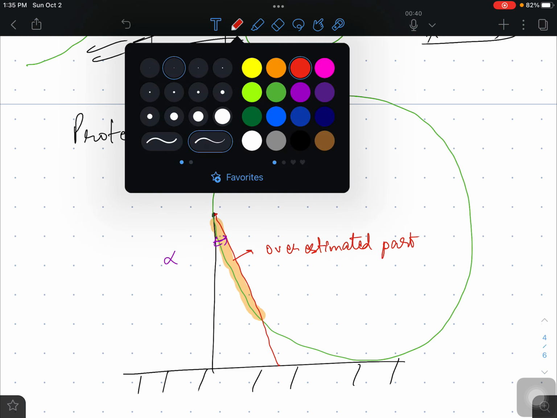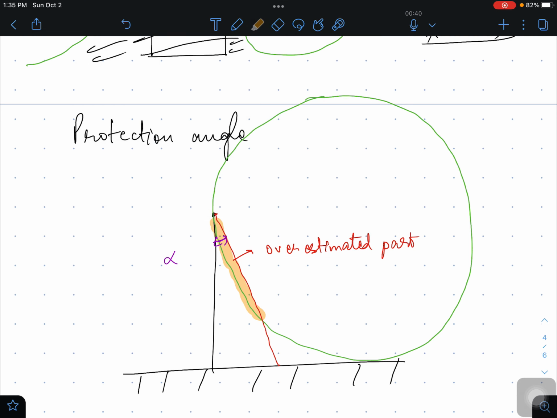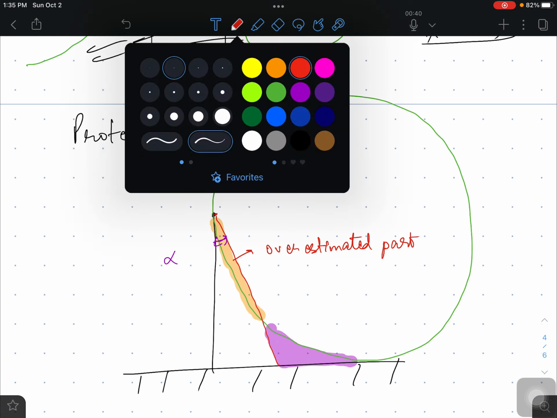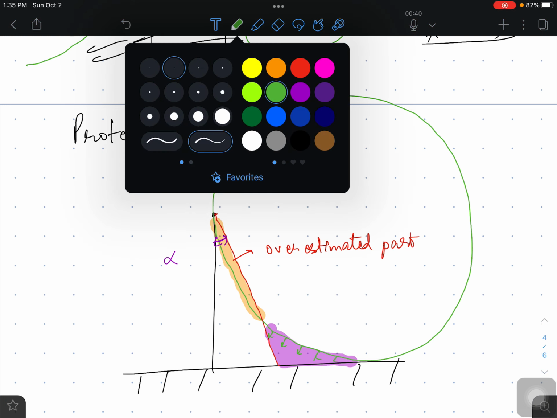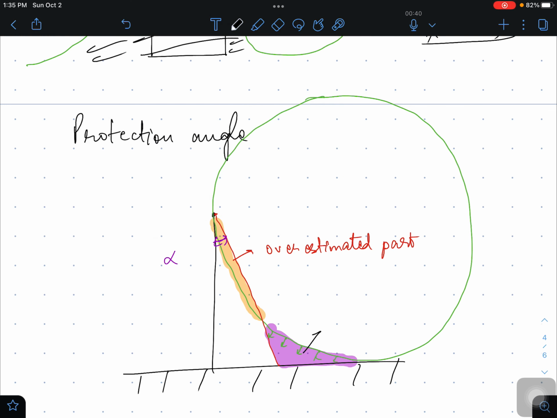And what is the underestimate? There is an underestimated part also, which we can draw in a different color. So rolling sphere is protecting this part. As you can see, it is below this green line. So this part is getting protected, whereas protection angle is not able to protect that part. So this part is called the underestimated part.